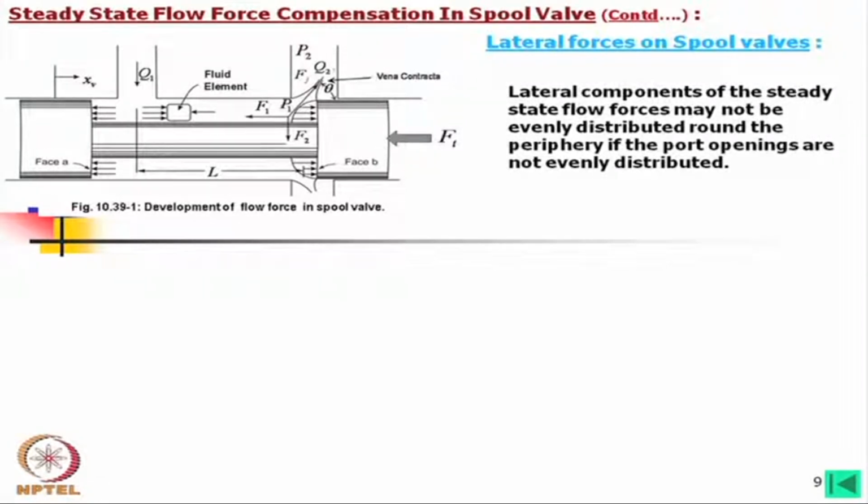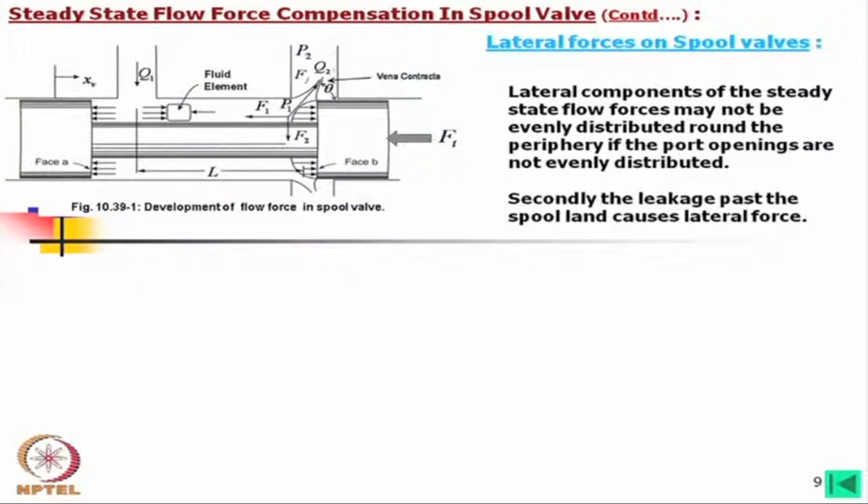Now, lateral components of the steady state flow forces may not be evenly distributed around the periphery of the port openings. This is due to the reason which I have already explained. Secondly, the leakage past the spool land causes lateral force. Suppose the spool is slightly moved in this direction, then leakage flow starts, and that flow has some lateral force that will further push this spool in one direction.